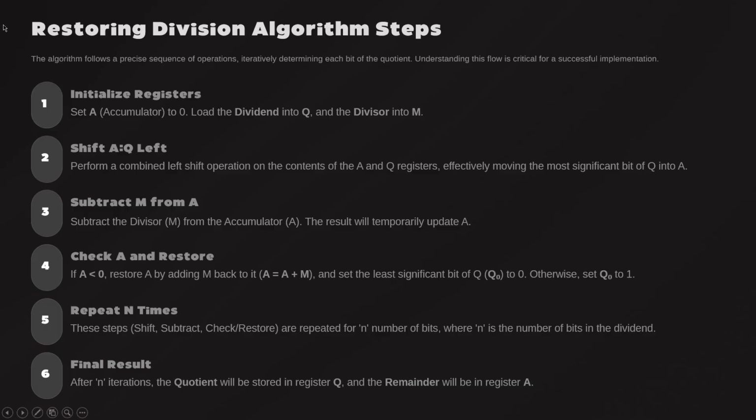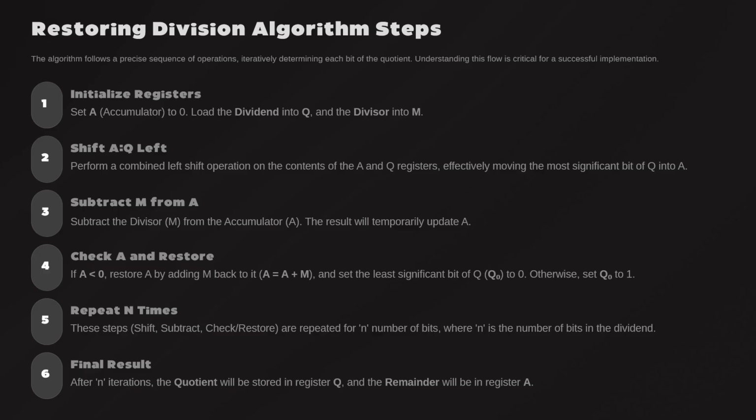Now I will be explaining the algorithm steps. The working steps are as follows. Initialization. We first set the accumulator to 0, load the dividend into Q and the divisor into M. Then we perform a combined left shift of the pair A and Q.